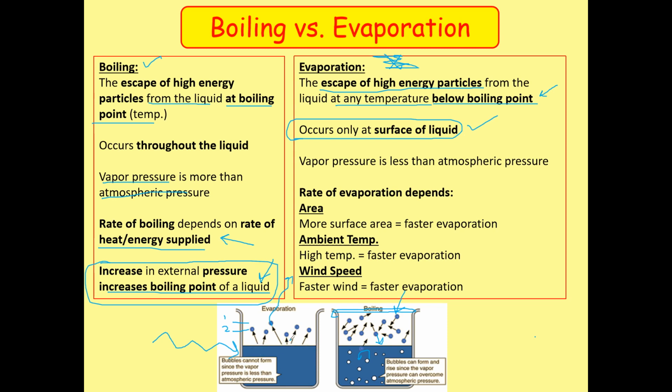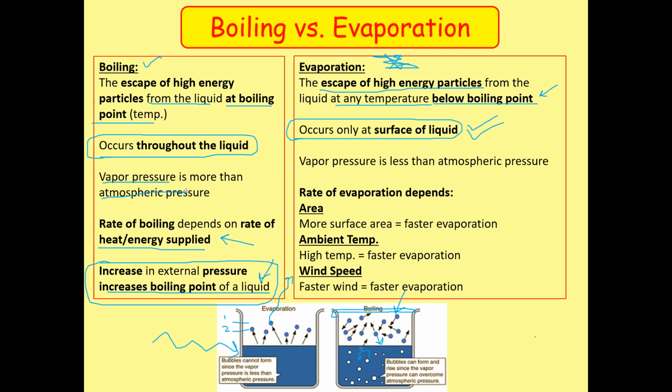Why? Because these particles can only escape through the surface. They're closed off from the other sides, right? The rest of the sides are closed by this beaker, so only the surface is open to air. So these particles can only escape from the surface, and since there are no bubbles, we can say that this is only and only occurring at the surface. This is a clear difference between boiling and evaporation: evaporation occurs at the surface, boiling occurs throughout the liquid, right? Now in case of evaporation, the vapor pressure is less than the atmospheric pressure, and that is why this happens below the boiling point, right?